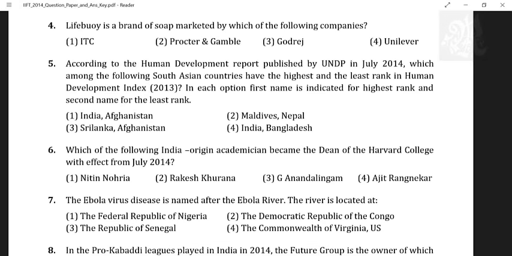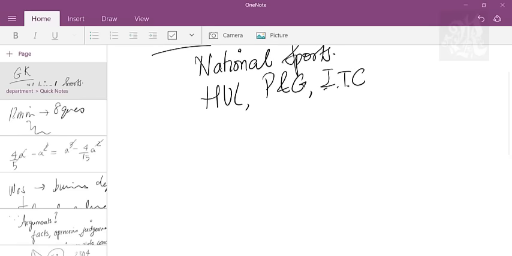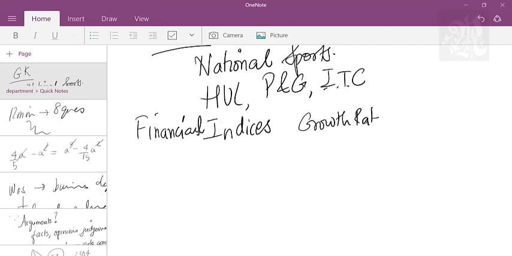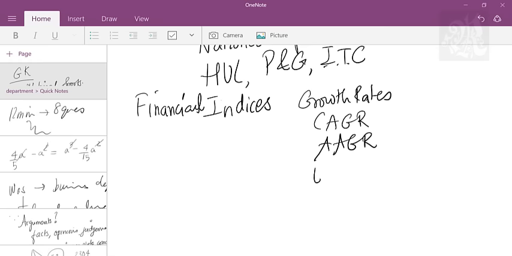According to the Human Development Report by UNDP in July 2014. So you may go for the same thing, the indices basically, all the reports based on financial reports, because it's IIFT, so it'll be financial reports. So financial indices like growth rates, CAGR, AAGR, economic surveys, and those kind of lines.